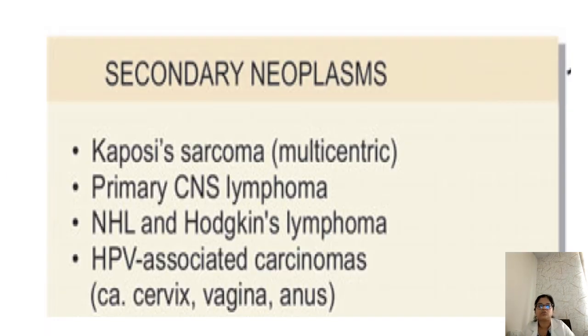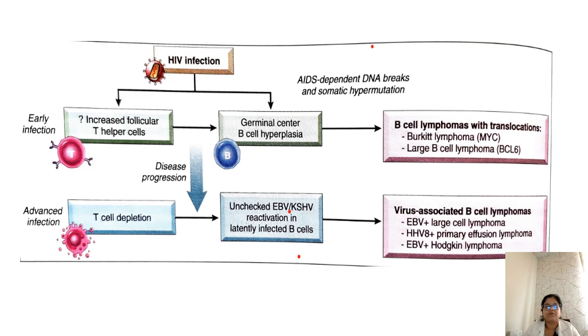Secondary neoplasms or tumors which can be seen in an AIDS patient would be Kaposi's sarcoma, which could be multicentric, or primary CNS lymphoma, non-Hodgkin's lymphoma, Hodgkin's lymphoma, and HPV-associated carcinomas like carcinoma cervix, carcinoma vagina, and anal carcinoma.